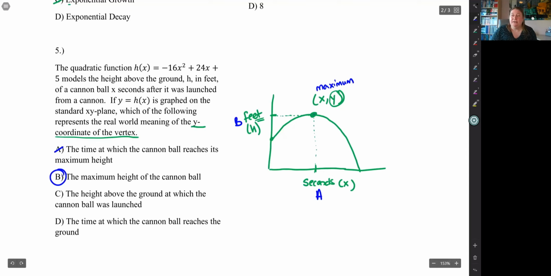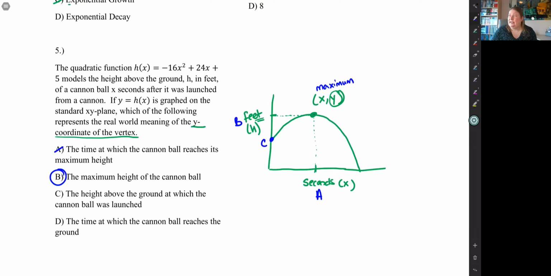We could stop there, but let me just show you where C and D are in case the question was worded a little bit differently. They could have possibly been correct answers. C is a height, just like what we wanted, but it's above the ground at which the cannonball was launched. So if they were asking us instead of the maximum for the launch point, that would have been C.